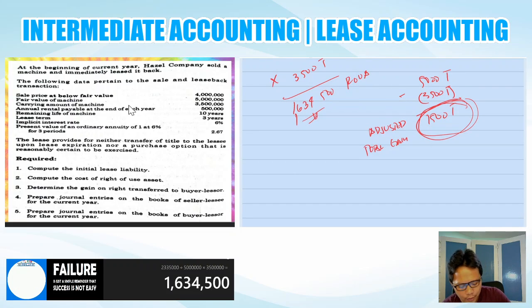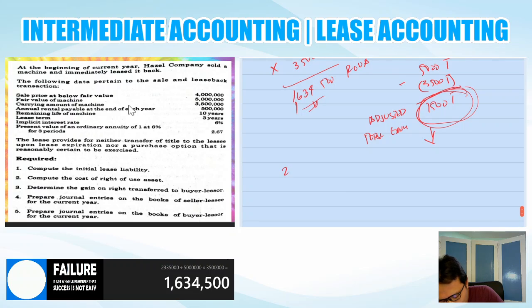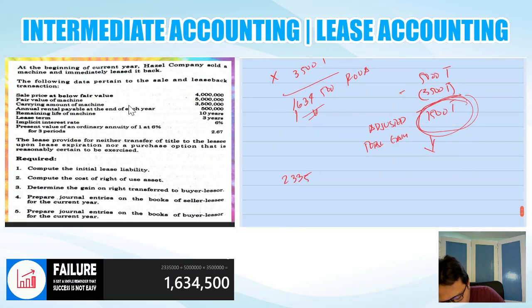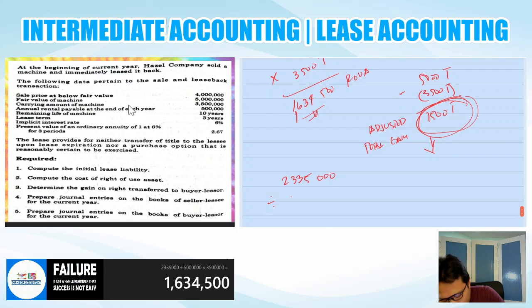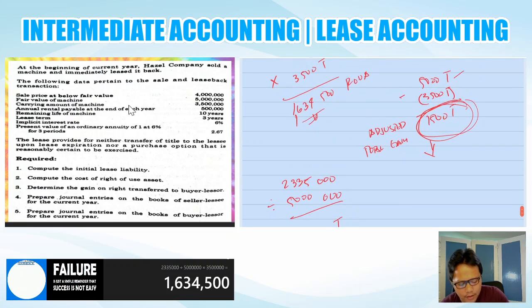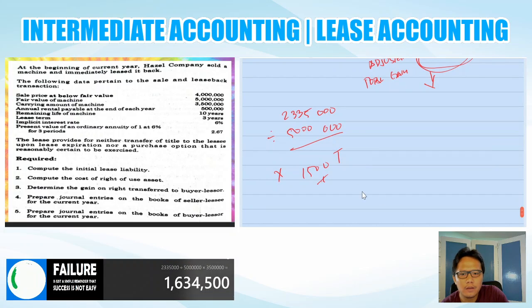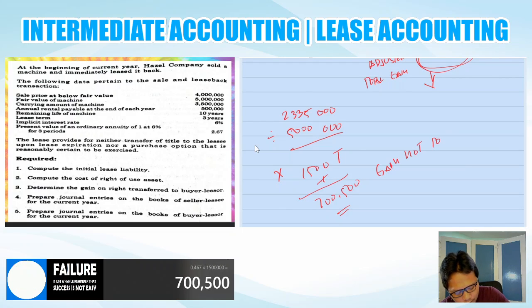Now we need to recognize what is the portion of this gain na i-recognize natin as gain on the rights transferred na yung ginawa natin kanina. So yun, medyo madali na lang to. Kasi nga, again, yung procedure, remeasured lease liability 2,335 million divided by the fair market value of 5 million, okay, multiplied by the adjusted gain, yung base sa fair market value. Okay? So, again, 2,335 million divided by 5 million multiplied by 1,500,000, 700,500.